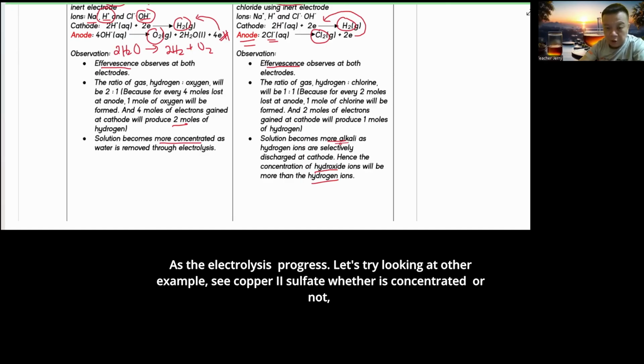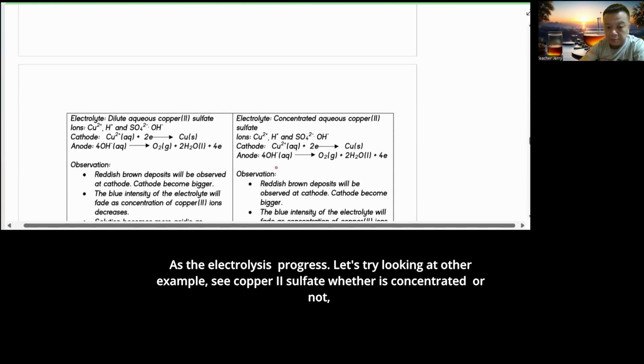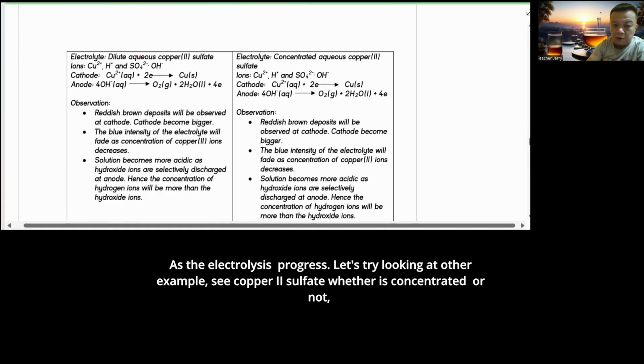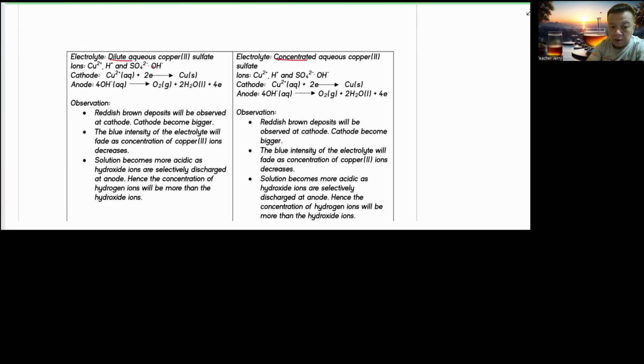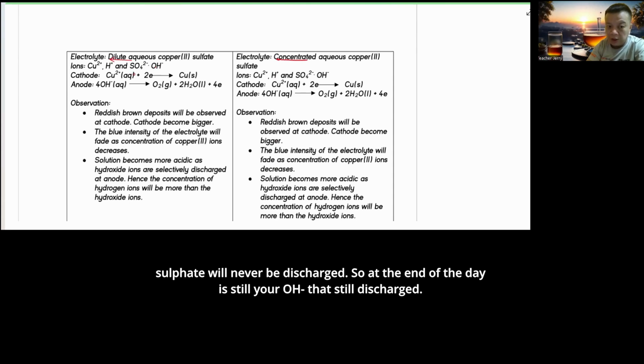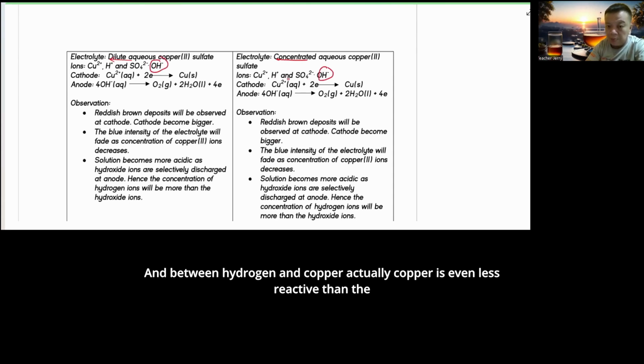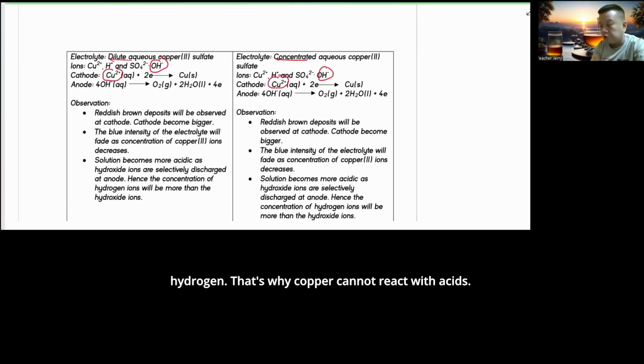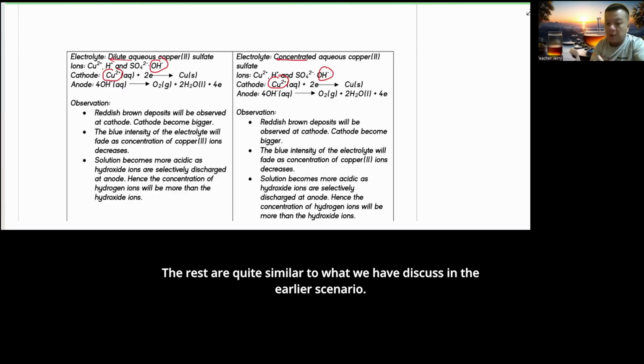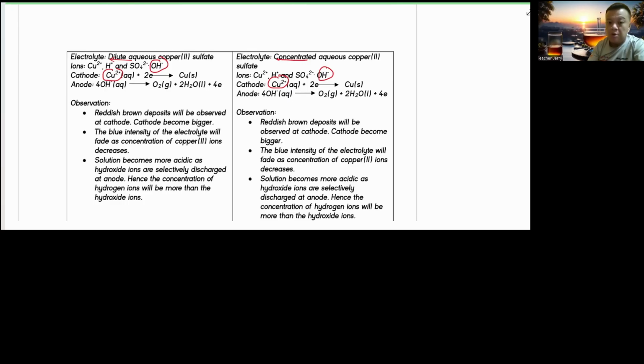All right, let's look at another example. Now see copper(II) sulfate. Whether it's concentrated or not, sulfate will never be discharged. So at the end of the day, it's still OH minus that is discharged. And between hydrogen and copper, copper is even less reactive than hydrogen. That's why copper cannot react with acids. The rest are quite similar to what we have discussed in the earlier scenario.